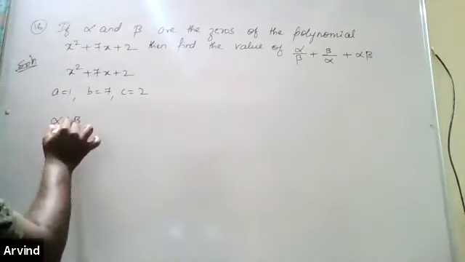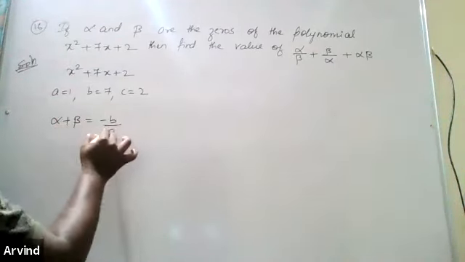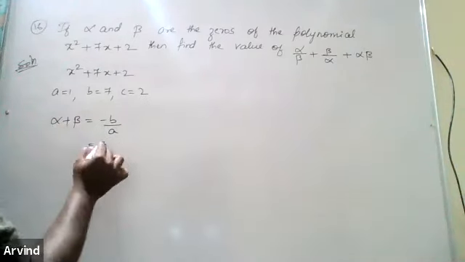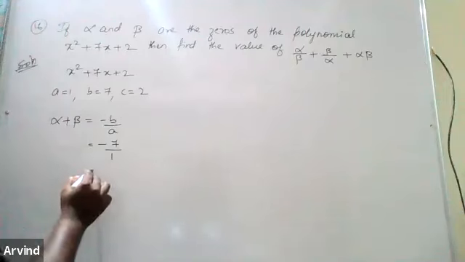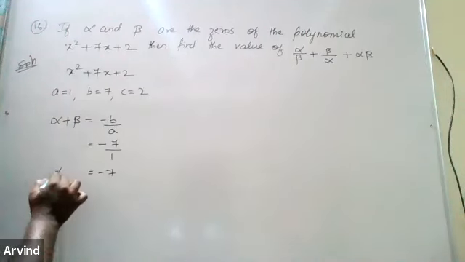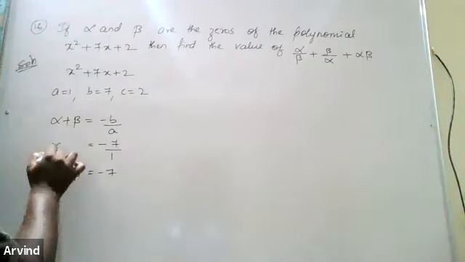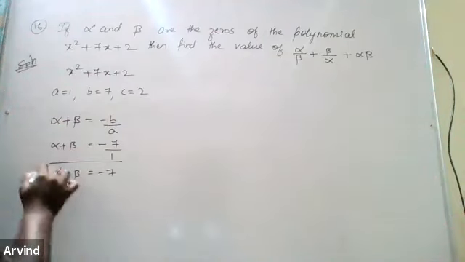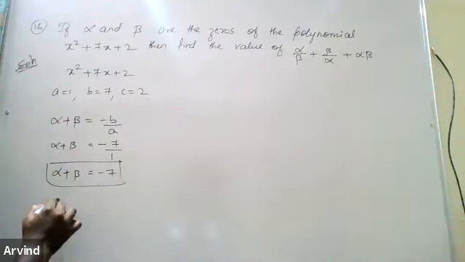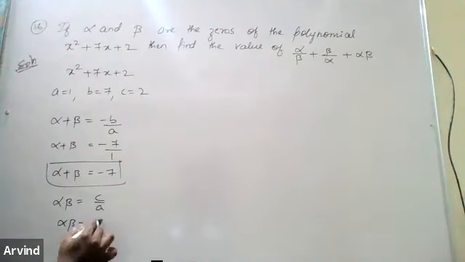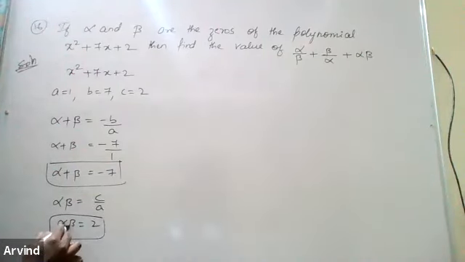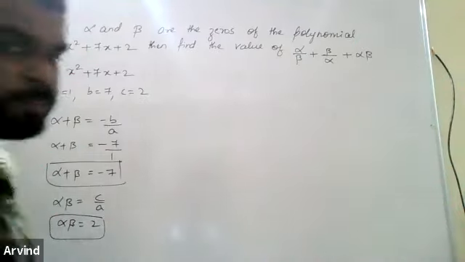We first have to find alpha plus beta. Alpha plus beta is given by minus b by a. b value is 7, a value is 1. So minus 7 by 1 is nothing but minus 7. So alpha plus beta is minus 7. Next, let us find alpha into beta. Alpha into beta is c by a. C is 2, a is 1. So 2 by 1 is 2. Alpha into beta is 2.